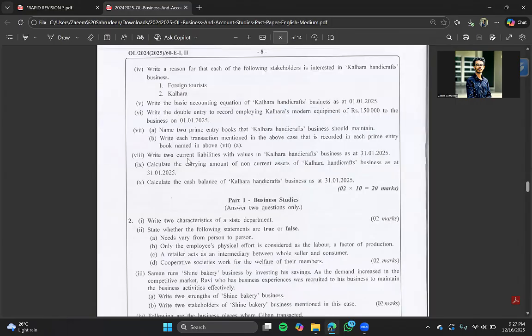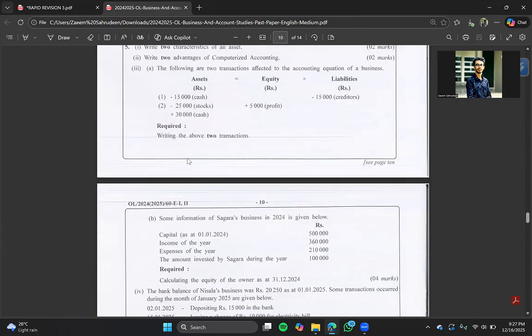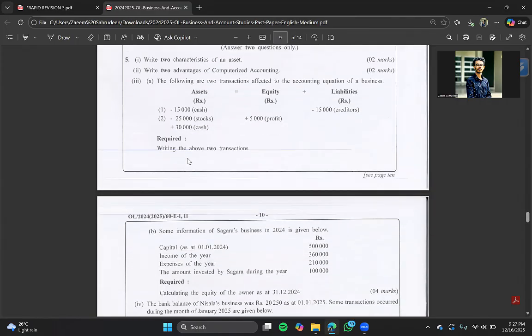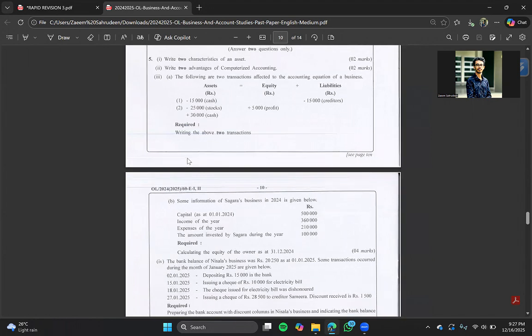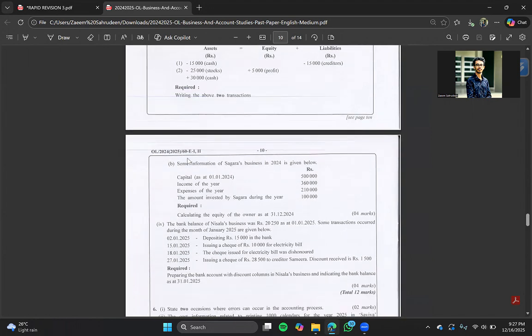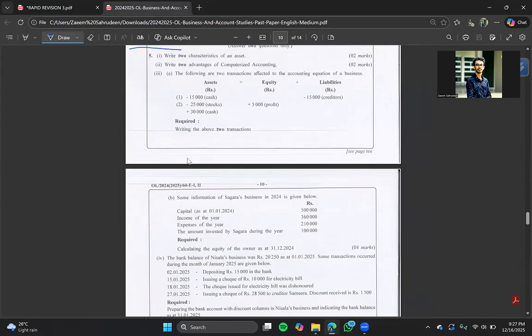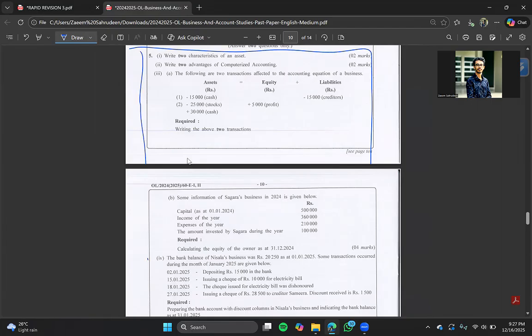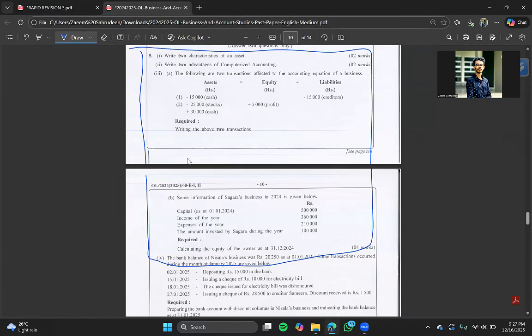So when it comes to 2024, under the accounting area, they have asked this set of questions. I think the first question, the fifth question again, Roman numerals 1, 2, 3, asks related questions.